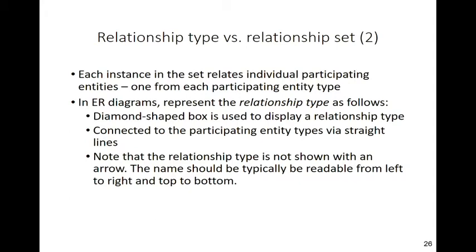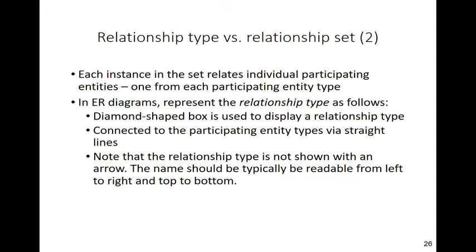In the ER diagrams, we represent relation types as follows. Our diamond box represents the relationship type, and then we have the lines that connect them. And we don't have arrows, right? So none of this.